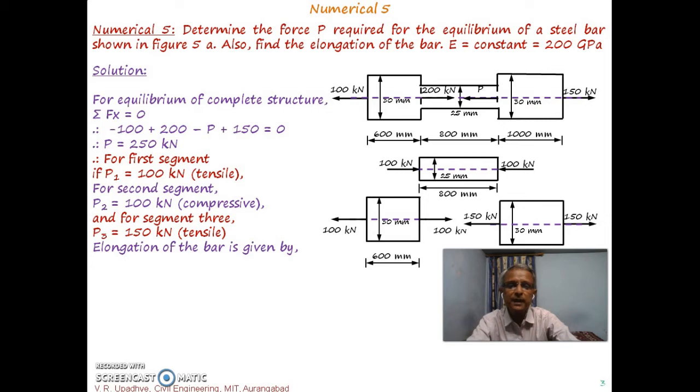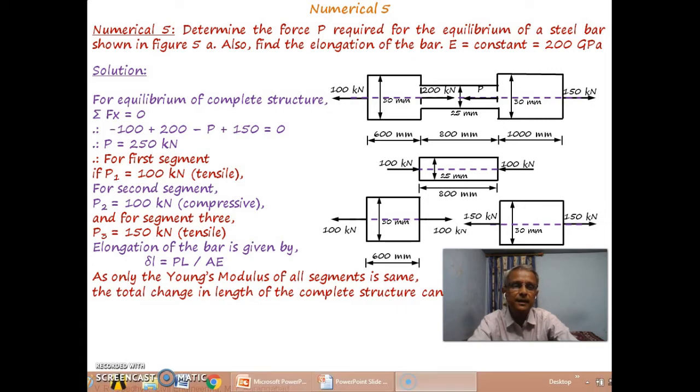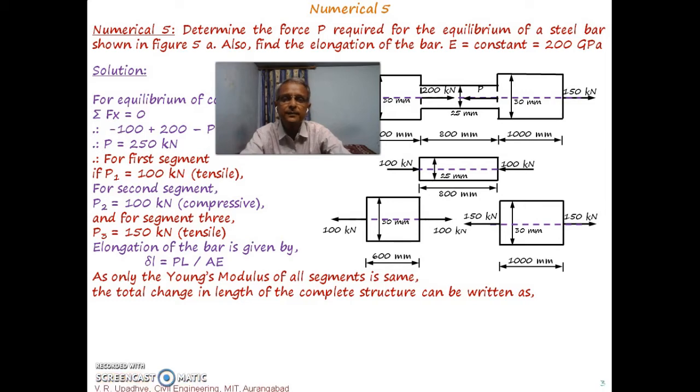Now elongation of the bar is given by this. You know that delta L is equal to PL over AE. So only Young's modulus is constant, because the material is the same in segment 1, segment 2 and segment 3. And what we can write further is the total change in length of the complete structure, like this: delta L1 plus delta L2 plus delta L3, as we have written in the last numerical.